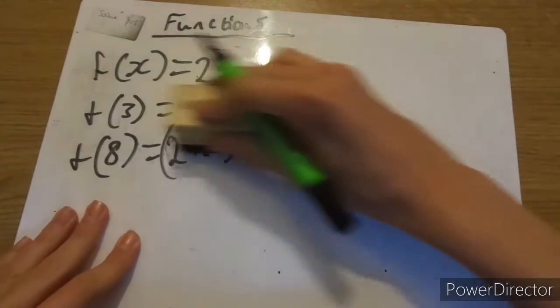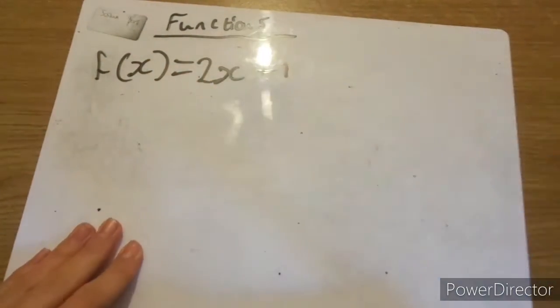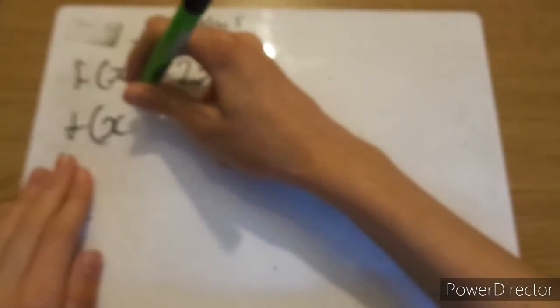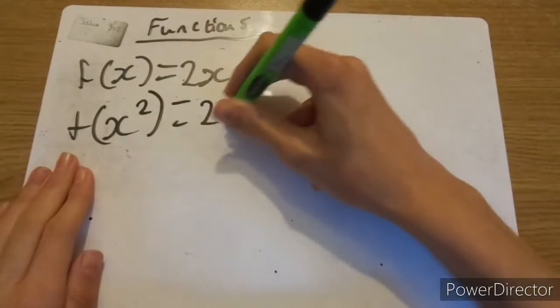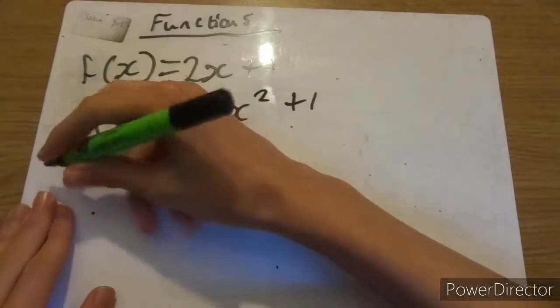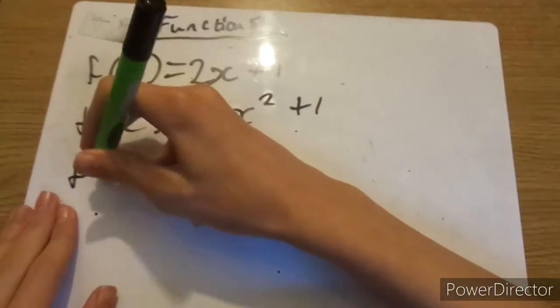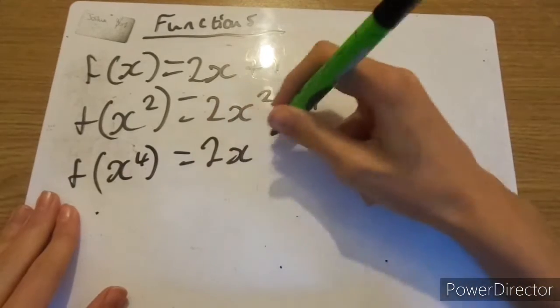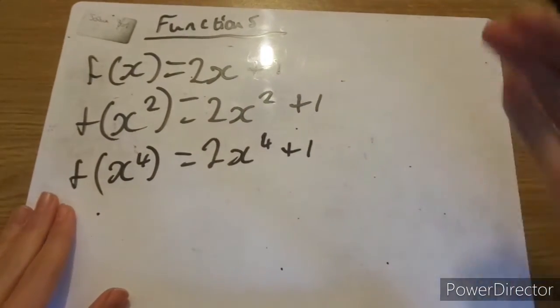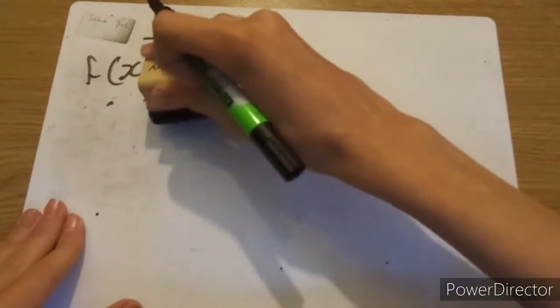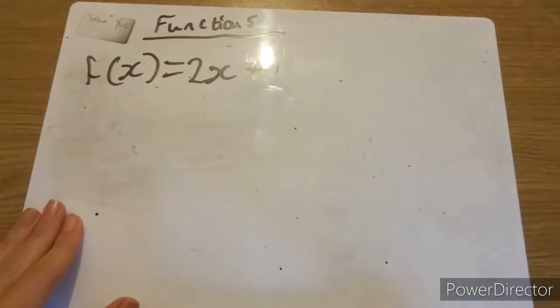So that's just the very basic one, and then it gets a bit more complicated than that. If you did f of x squared, it would literally be 2x squared add 1. And it'd be the same for f of x to the power of 4: it'd be 2x to the power of 4 add 1. So that's the basic part of it. That's just slightly more complicated than what you would have done in year 6 maths, I should imagine.